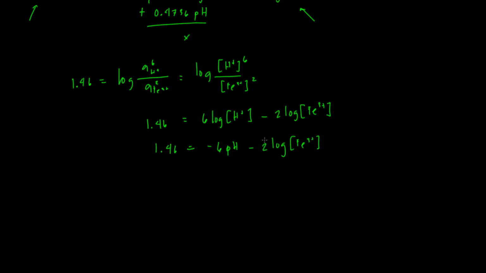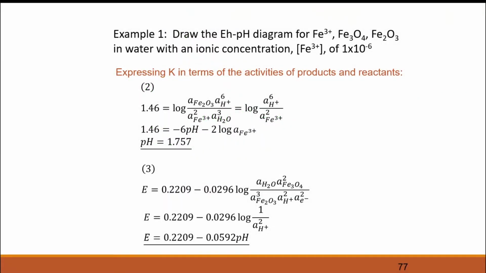Tapos, tandaan natin na itong Fe3 plus is equal to 1 times 10 to the negative 6, no? Okay? So, pwede natin i-input yan dito. Tapos, magsisimplify ito into pH is equal to some constant, no? And that constant is equal to 1.757. Okay? So, this is equivalent to saying na x is equal to a constant, no? And when you have an x equals constant na type of equation, that is a vertical line, no?